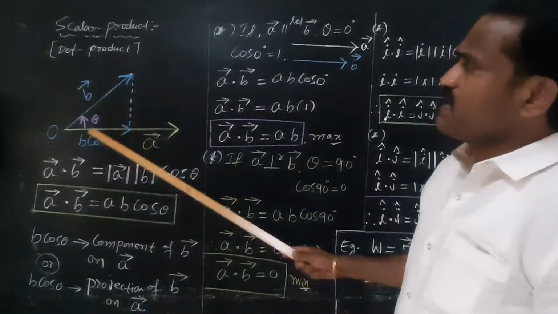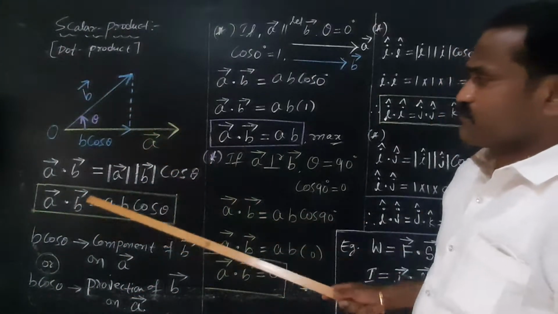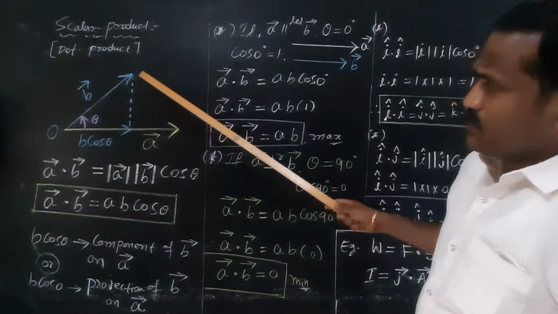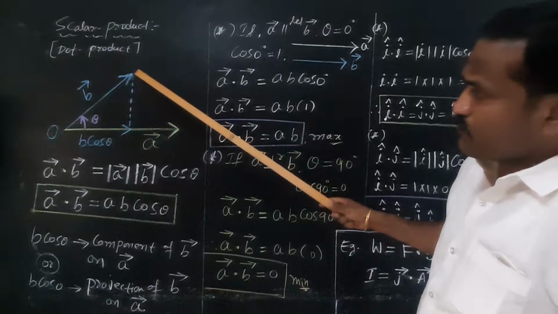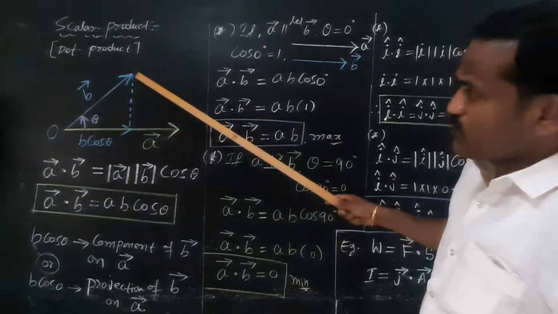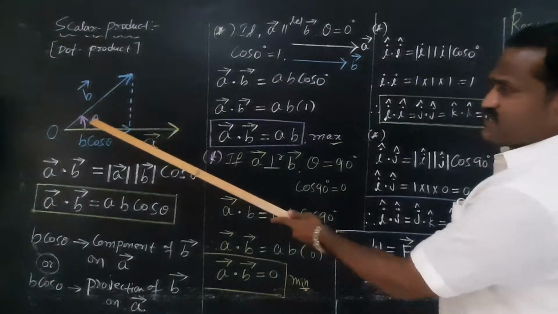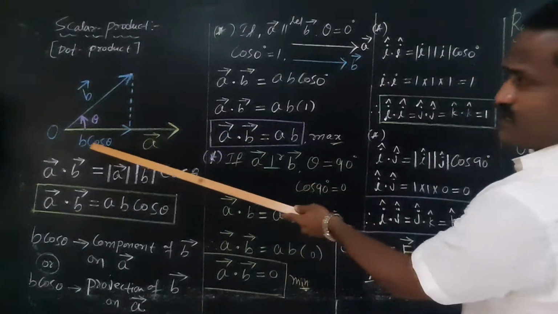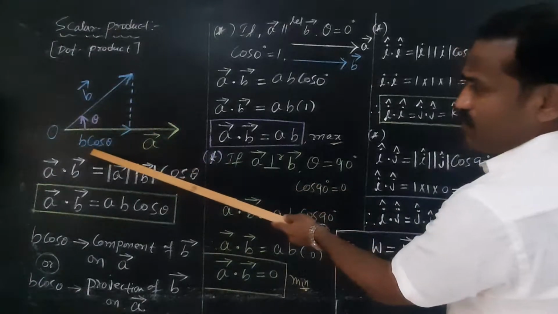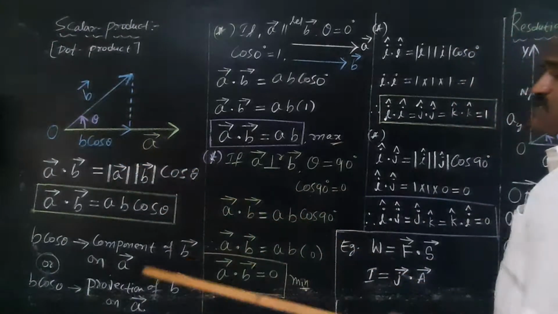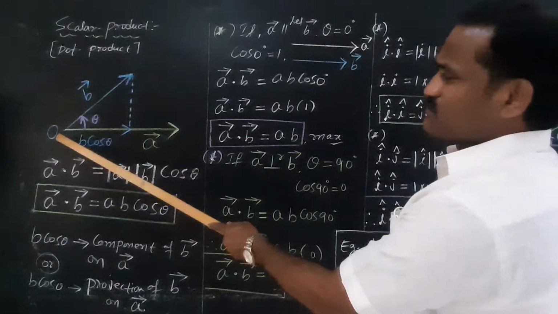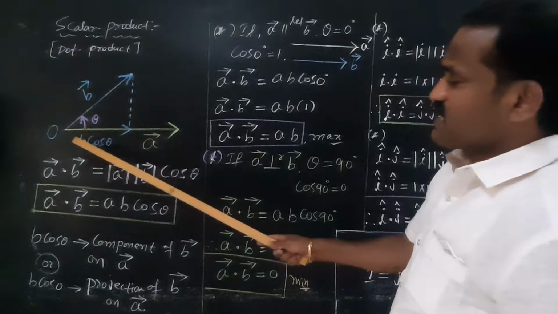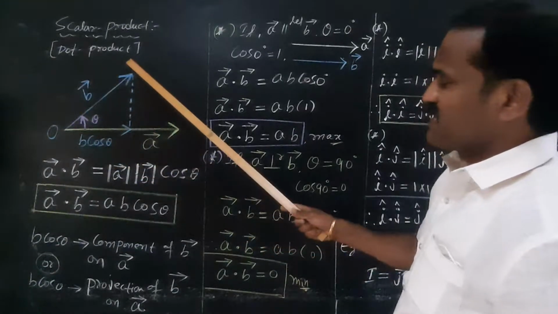What is the geometrical meaning of dot product or scalar product? Let us consider a vector A, vector B. Draw a projection of vector B on vector A. This is vector B, its projection on the vector A. The projection of vector B on vector A is B cos theta. Please pay attention here, how you will get this one. Just take a right angle triangle, cos theta is equal to adjacent side by hypotenuse side. Am I right?